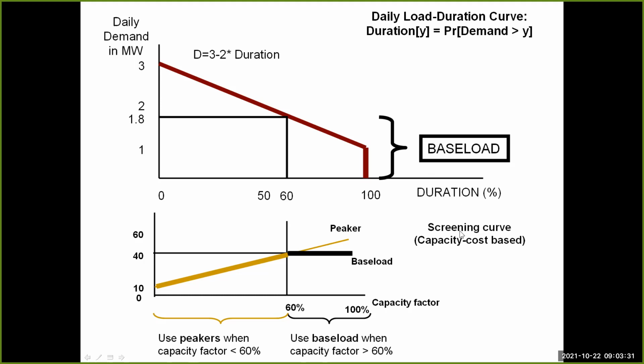How much should we build of peaker? Well, basically we build the rest of it of peaker. And so we make screening curves, we look where they intersect. This gives us a percentage. The percentage we project on the load duration curve. And the lower part is then the base load here. And the upper part here is the peaker. And this is our optimal investment in plants.